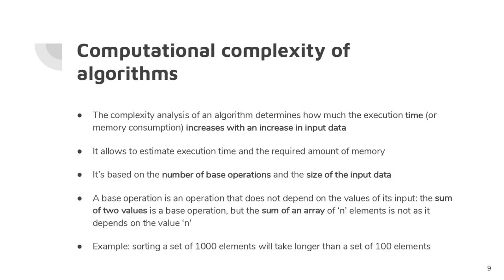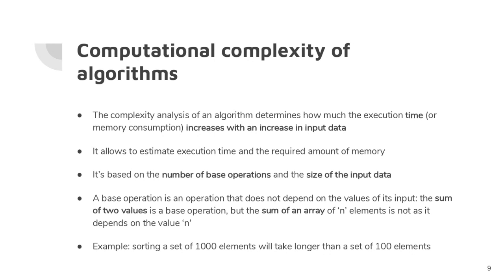It's based on the number of base operations. So your algorithm consists of a number of instructions or base operations, and you have to execute them one by one. And obviously the size of the input data. So if you're going to sort 1 million numbers, it will take a lot more operations than just 10 numbers. So a base operation is an operation that does not depend on the values of its inputs.